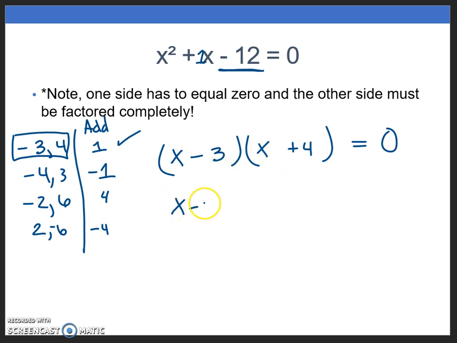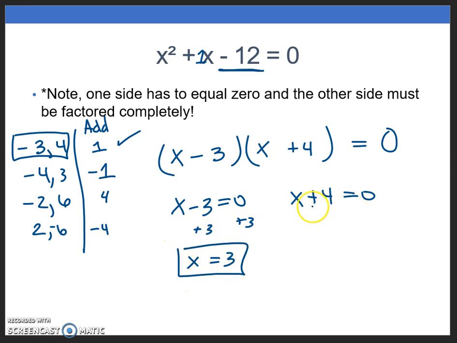So I would have x minus 3 equals 0, or I would have x plus 4 equals 0. Notice I just took each of those binomials and set them equal to 0. Now I solve. If I want to get x by itself, the opposite of subtracting 3 is to add 3. So I get x equal to 3. And then the opposite of adding 4 would be to subtract 4. So the other option for x is that x equals a negative 4.